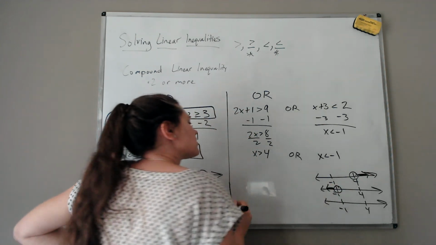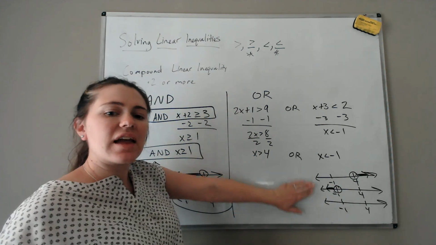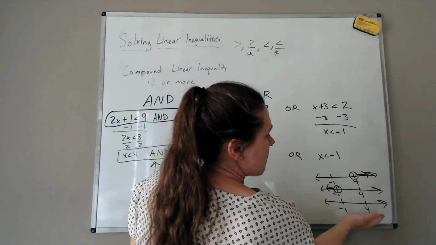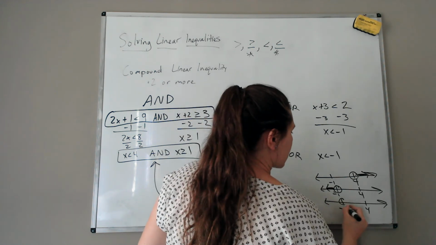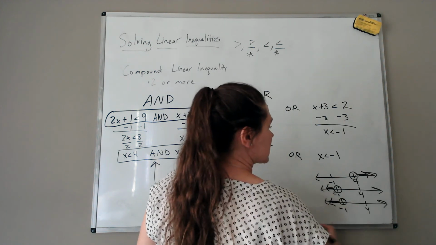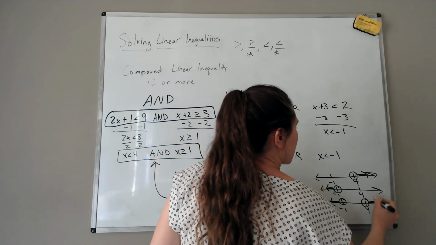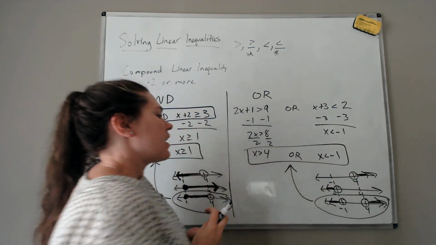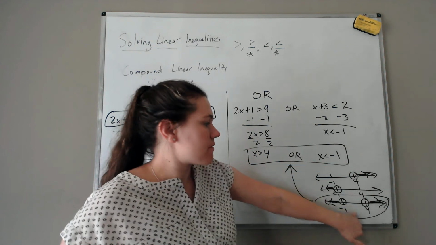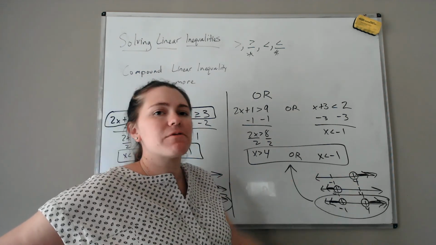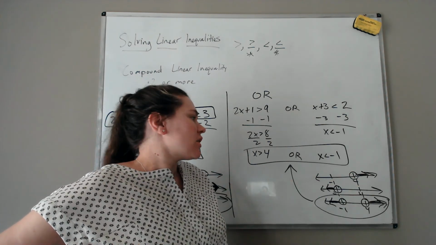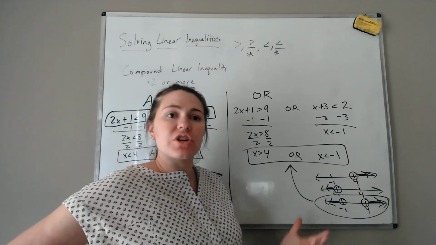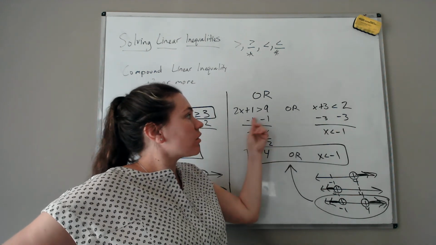Now, as long as it's on one of the number lines, then it's a solution when it's an or. So all we're going to do is just copy everything we have here as our final solution. So x is less than -1, or x is greater than 4. It does not matter. You just copy everything you have because as long as it's on one, it's on the final answer for an or. Okay? So as long as you're greater than 4 or you're less than -1, you're a solution to this entire compound inequality.